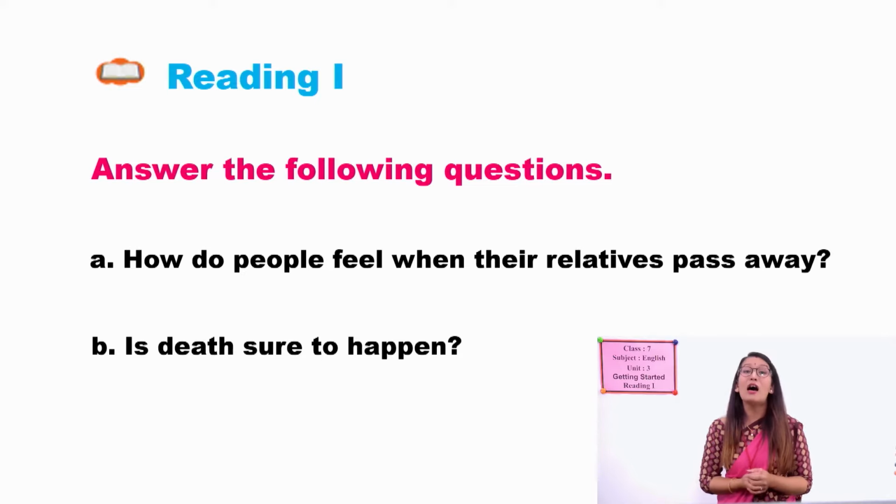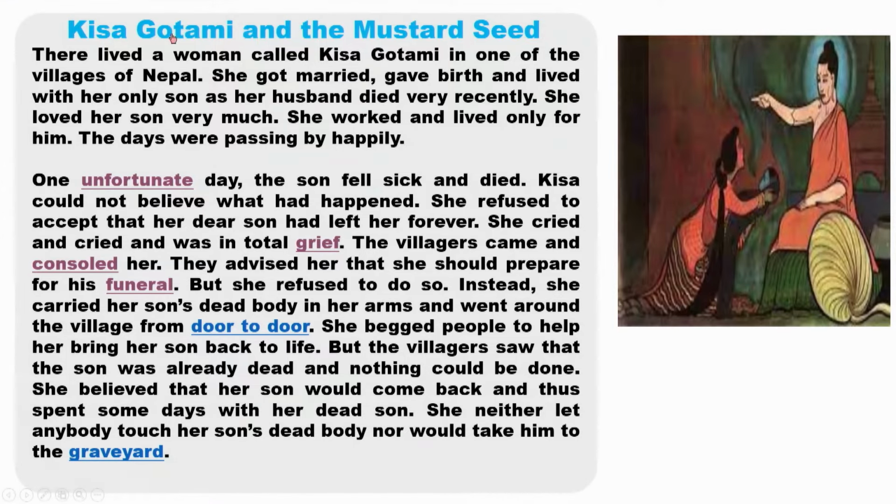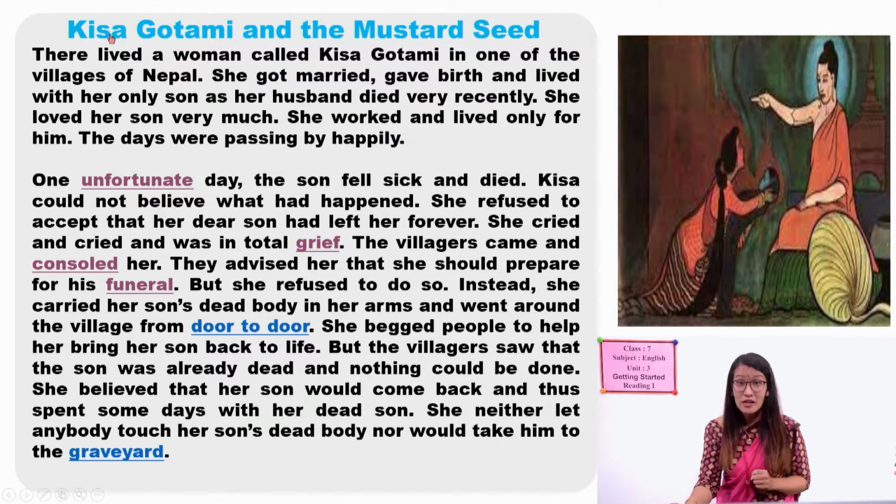Okay. Now let's enter inside the text and read and find out what is there. Can you guess what might be the content of the text? Good. Now here, you have this reading text in your book. Kisa Gotami and the mustard seed. Okay. Now first you listen to me.